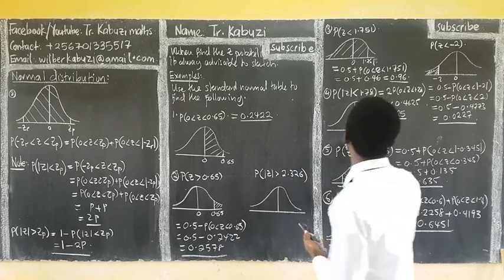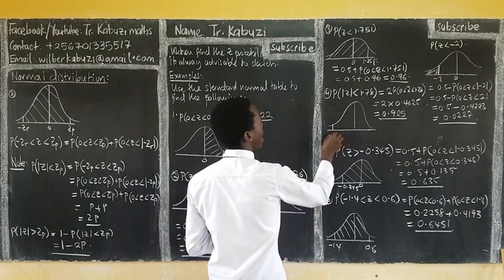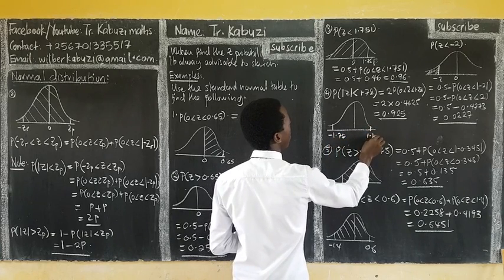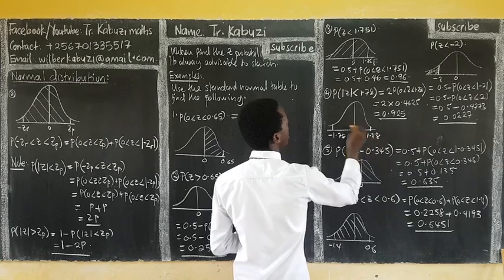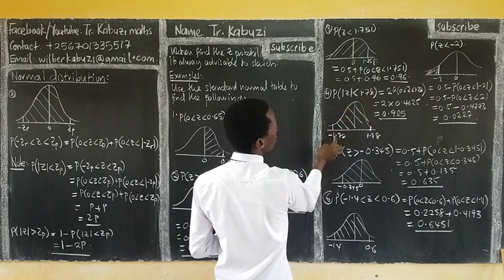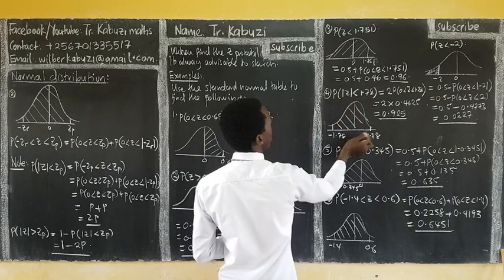In simple terms, this one wanted from a negative 1.78 to a positive 1.78. So this is the probability we want. This is how we expand this from negative to a positive. That's what this modulus means.